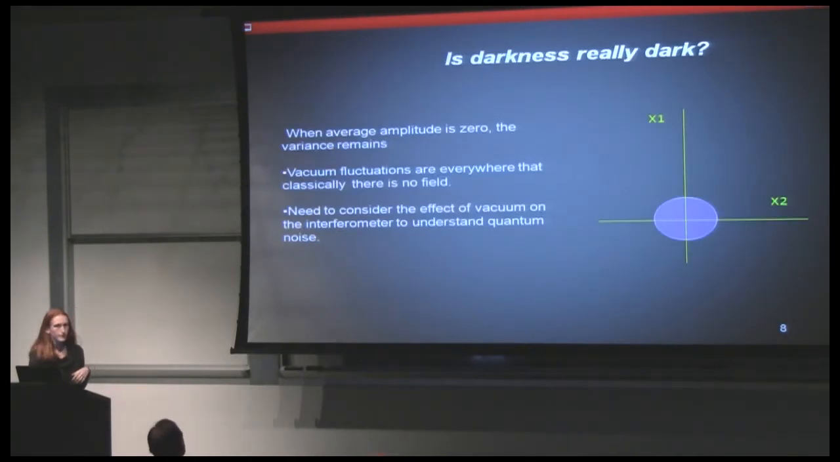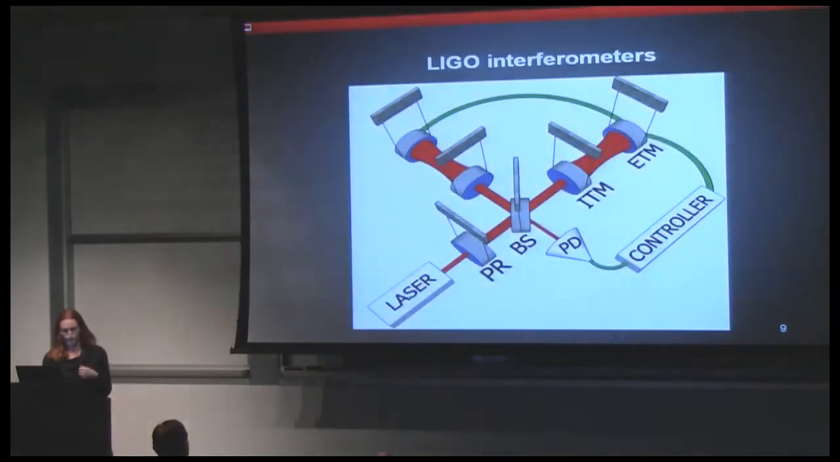When the coherent amplitude goes to 0, the variances remain, and we end up with a vacuum state. Everywhere that classically you'd think of no field, there are these vacuum fluctuations, and we need to understand their effect on the interferometer to understand the quantum noise.